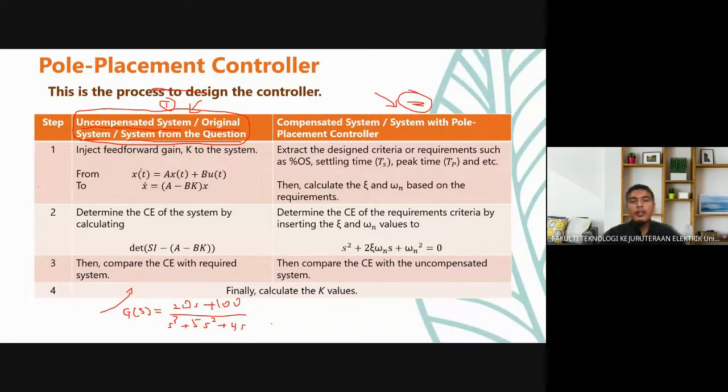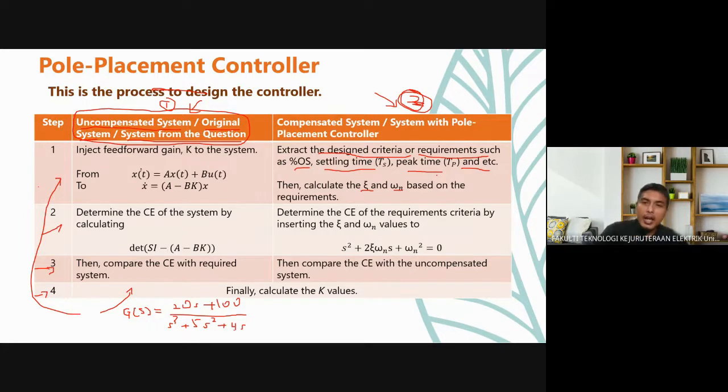When you have this information, then you can go to step number 1, step number 2, step number 3, and the final step. For the second part, in order to solve the question, you need to extract the design criteria or requirements such as percentage overshoot, settling time, peak time, and so on from the question. Then calculate the damping ratio and natural frequency based on the requirements.